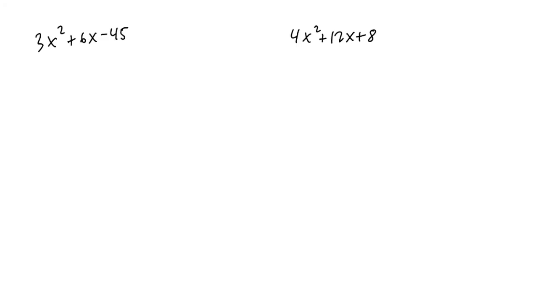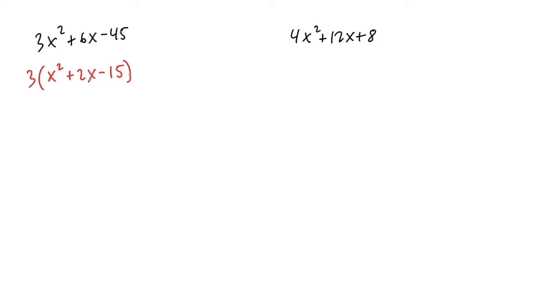So the first thing you always want to do when you factor is see if you can pull out a GCF. Can you factor something out of every term? So in this first one here, 3, 6, and 45 are all divisible by 3. So we can factor out a 3. And then left on the inside, we have x squared plus 2x, because 6 divided by 3 is 2, minus 15, because 45 divided by 3 is 15.